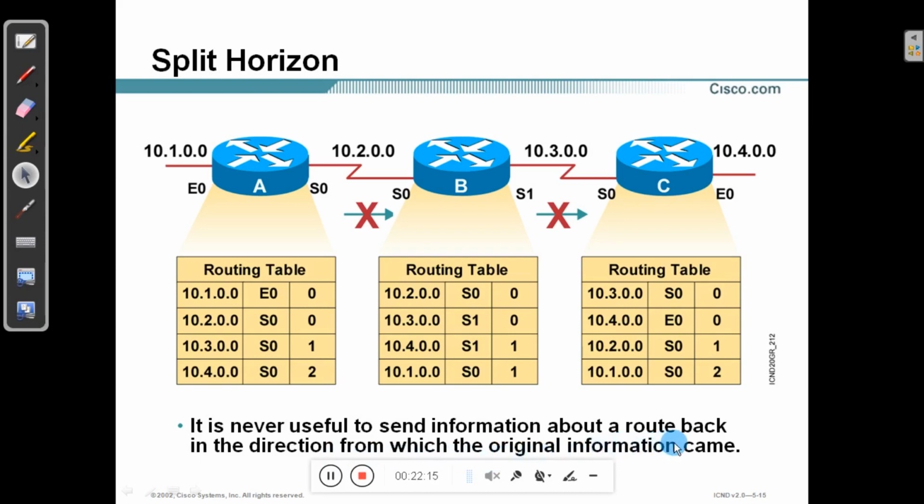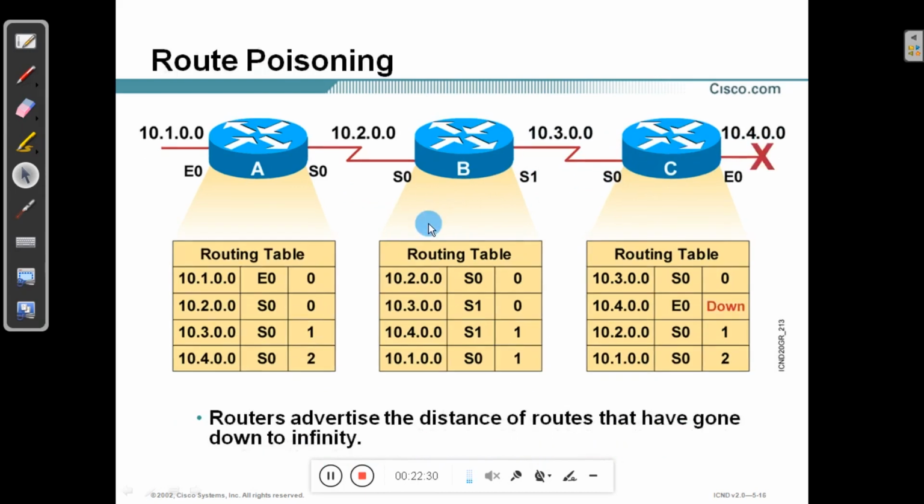Suppose C sends the information to B saying that 10.4.0.0 is down. If B passes the same information back to C, it is not useful information. The other way is called route poisoning. Routers advertise the distance of routes that have gone down as infinity. That is called route poisoning. By these two techniques, distance vector tries to overcome the problem of infinite loops.